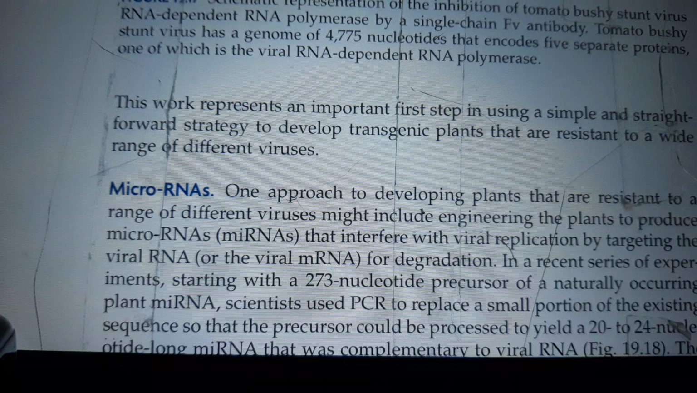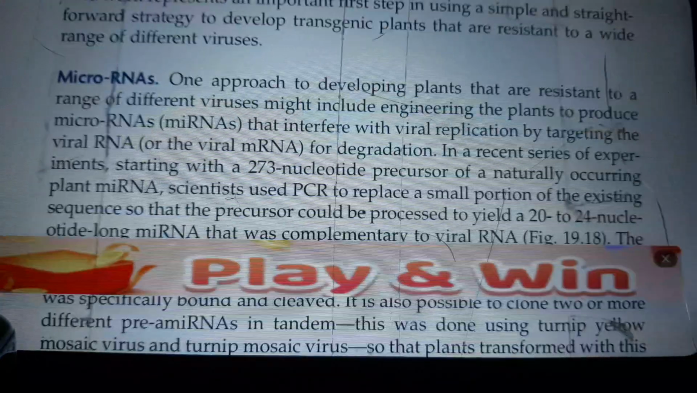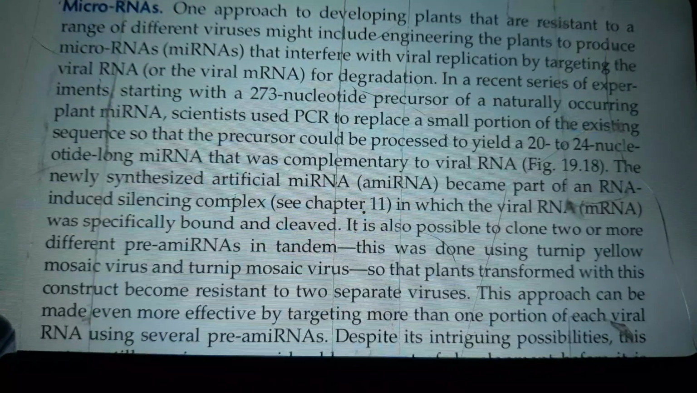This work represents an important first step in using a simple and straightforward strategy to develop transgenic plants that are resistant to a wide range of different viruses. On to the next topic, called the microRNAs. Now, one approach to developing plants that are resistant to a range of different viruses might include engineered plants that produce microRNAs, or miRNAs, that interfere with the viral replication by targeting the viral RNA or the viral mRNA for degradation.